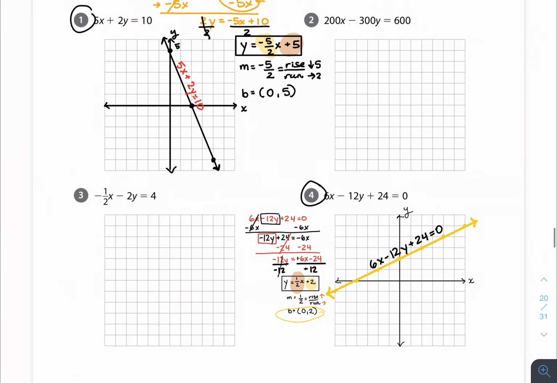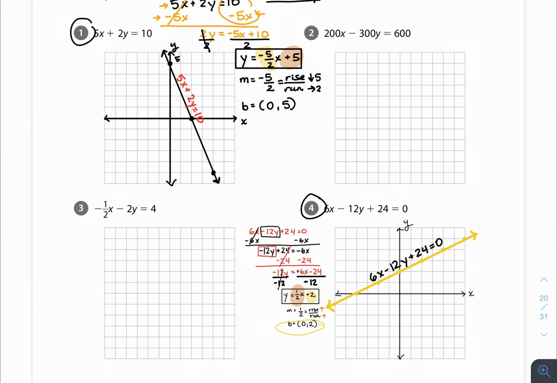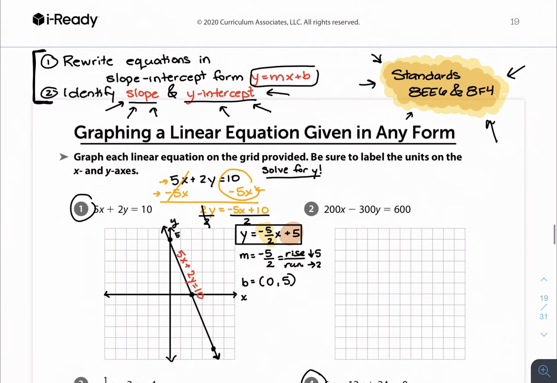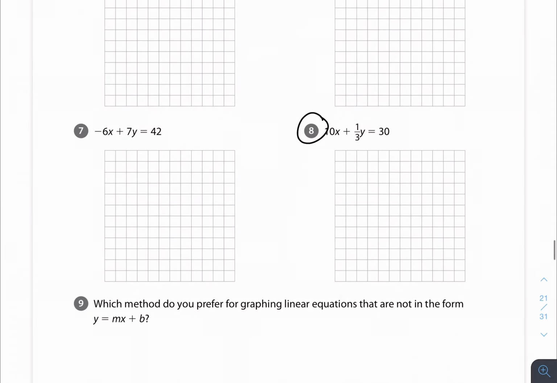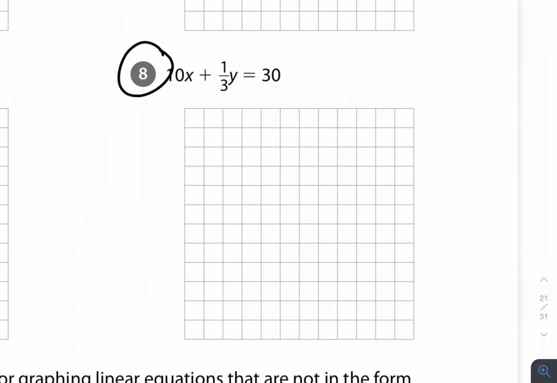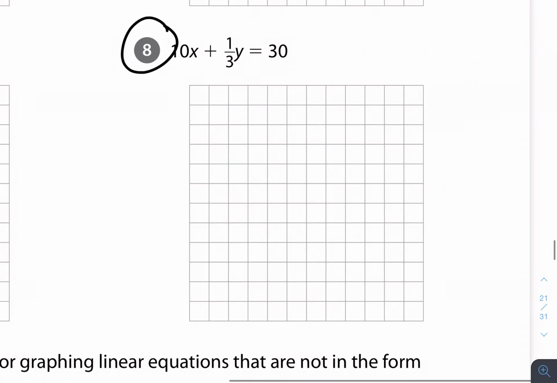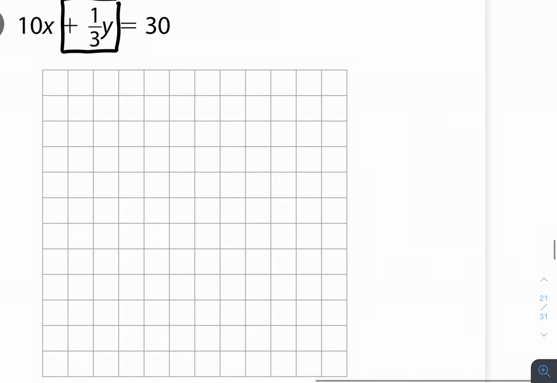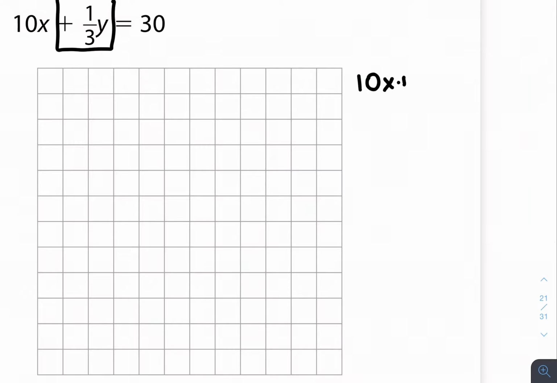Alright, again, if you do not have graph paper and could not print this out, just do these two steps: rewrite the equation in slope-intercept form, and identify the slope and y-intercept. I'm going to do one more problem, and I'm going to leave the rest to you. So question number 8 says 10x plus 1/3 y equals 30. And remember, we want to get this term by itself. So I'm going to rewrite it on this side. 10x plus 1/3 y equals 30.